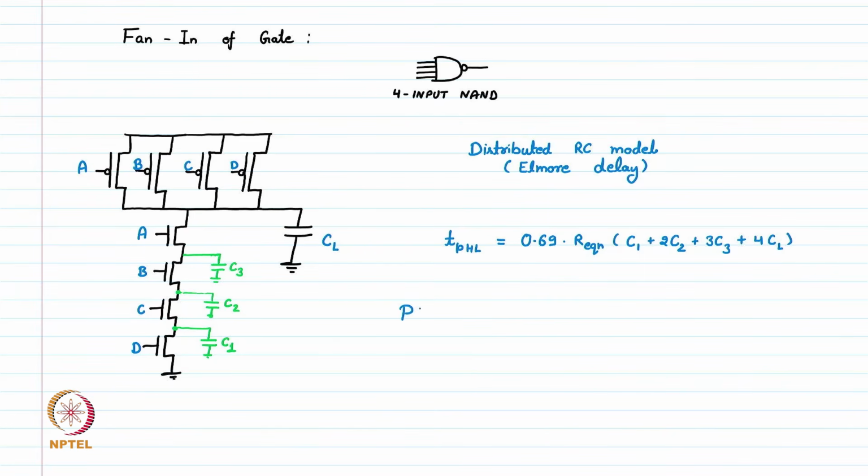The propagation delay degrades rapidly as a function of fan-in, and this can be quadratic in the worst case.